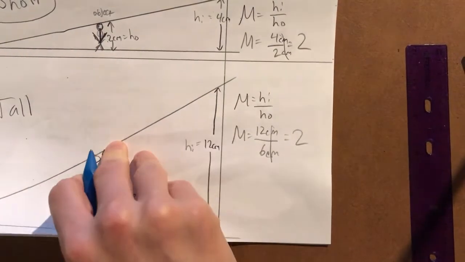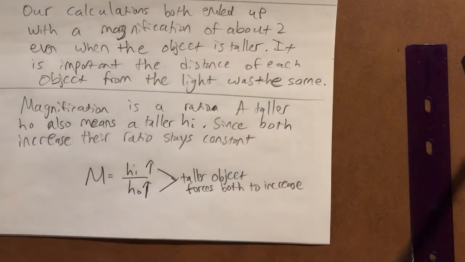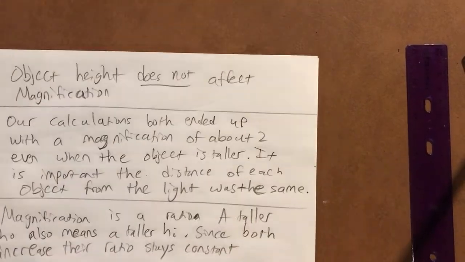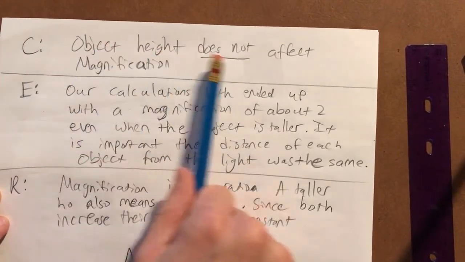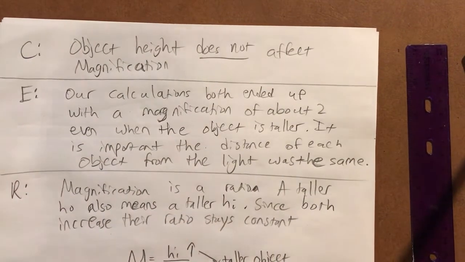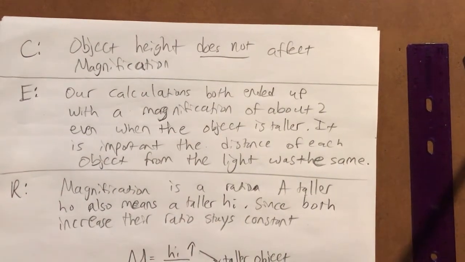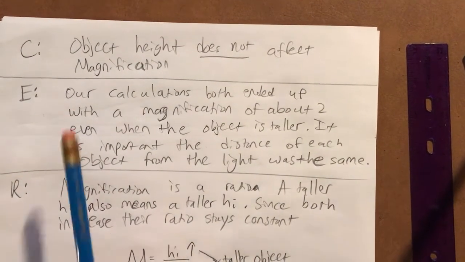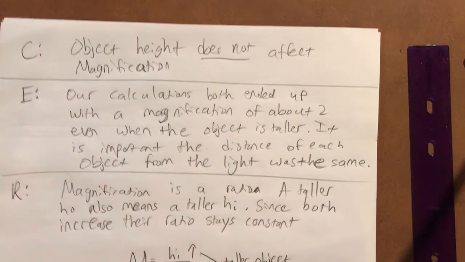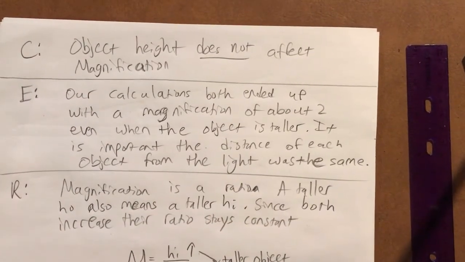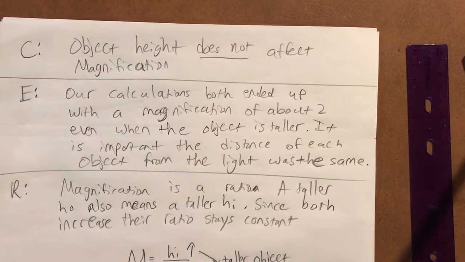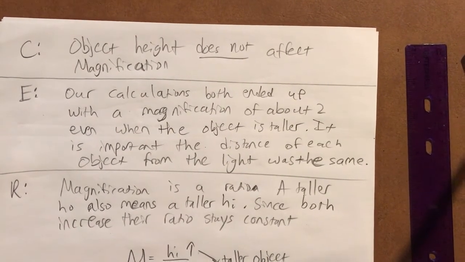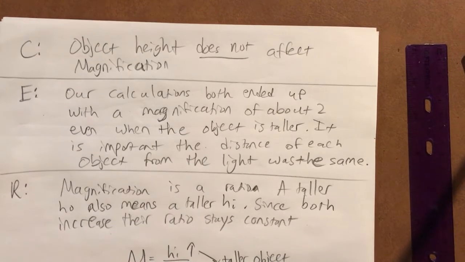So let's write a CER. I already have it written out for you, and you can put it in your notes to refer to answer this question. So we're going to claim object height does not affect magnification. We got the same magnification. So our evidence, our calculations, both ended up with a magnification of about 2, even when the object is taller. It is important that the distance of each object is the same.